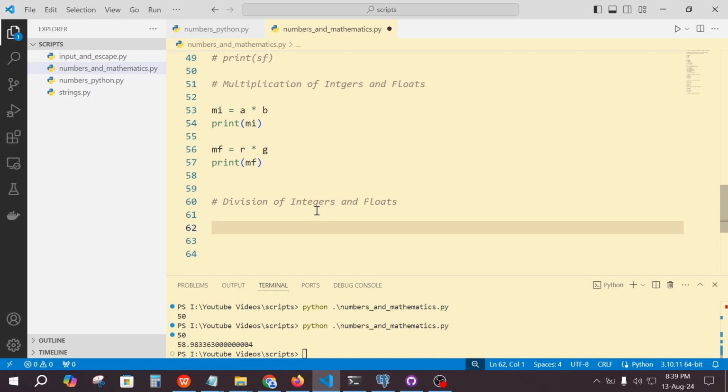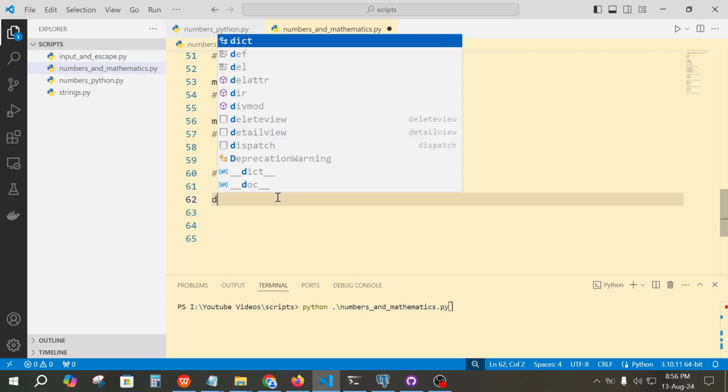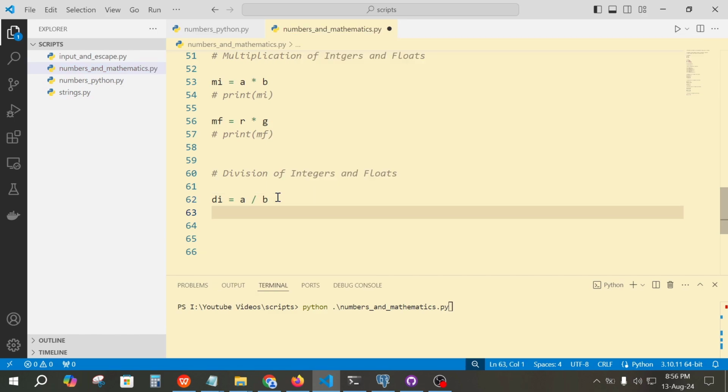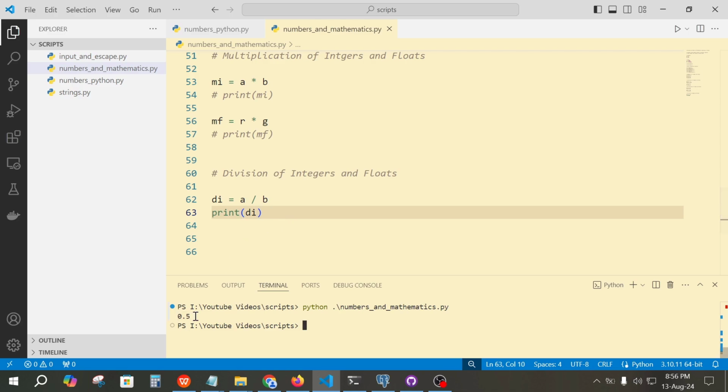You also have to write these comments into your script, so you can easily understand what we are talking about. Now we will see how division works with integers and floats. Let's say we have division of integer equals a divided by b. Let me print di, save it and run the script. So it is 0.5. A is equal to 5 and b is equal to 10. If we divide 5 by 10, 5 is half of 10, so we are getting 0.5.